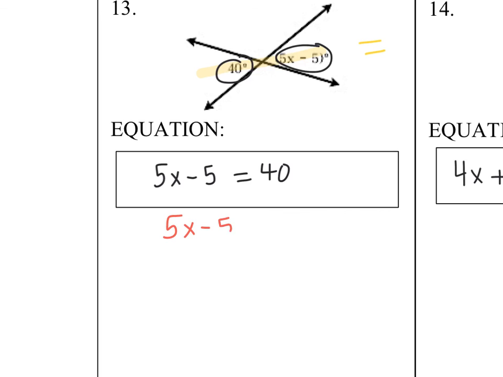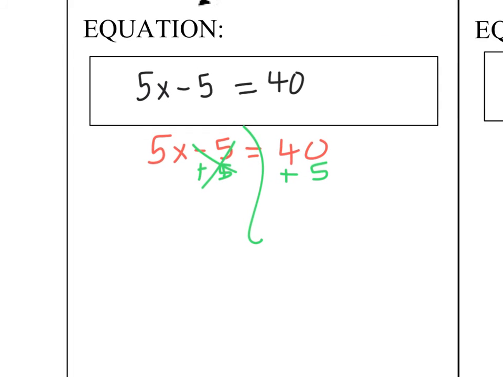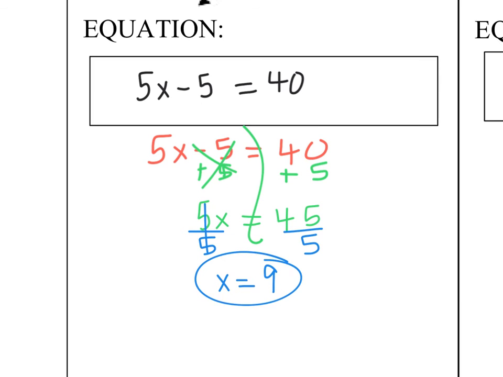5x minus 5 equals 40. Add 5 to both sides. 5x equals 45. Divide by 5, divide by 5. X equals 9.